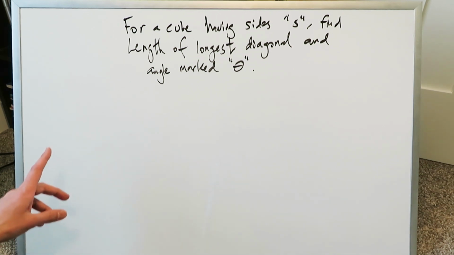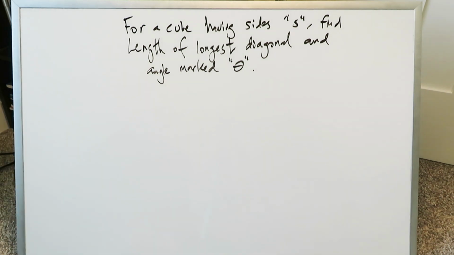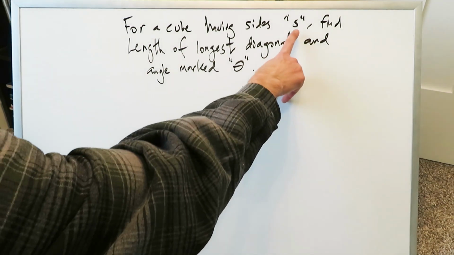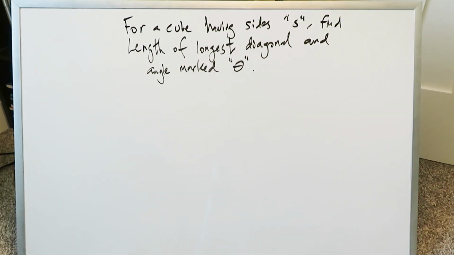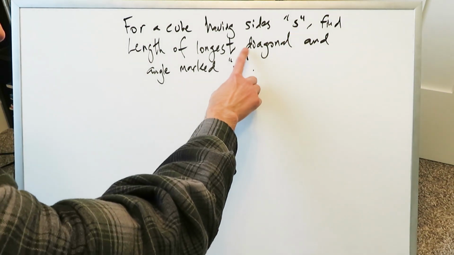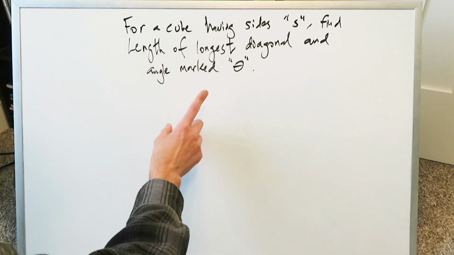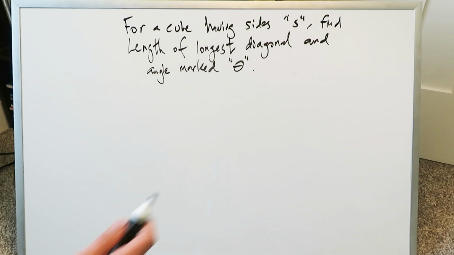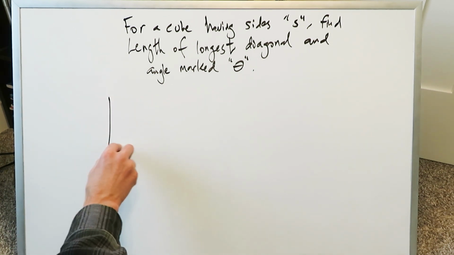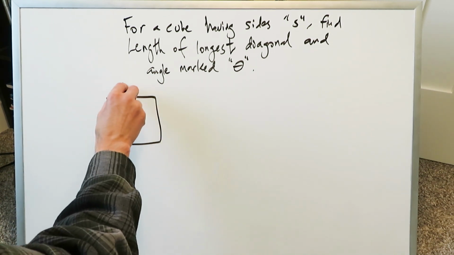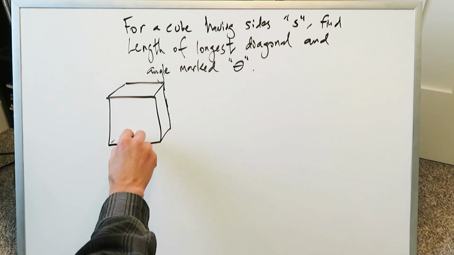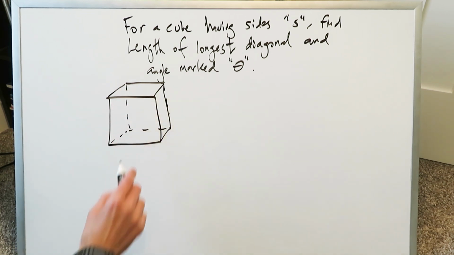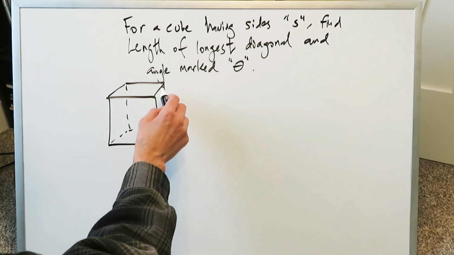In this video, we have a very interesting question here. We have a certain cube which has sides having the dimensions s, as you see right here. We have to find the length of the longest internal diagonal that you can draw within that cube and the angle marked theta, which I will show you in this picture I'm about to draw. Start with a cube, we're looking at that, and the longest diagonal that you can draw in this cube, you have to find the dimensions of that and the angle that comes about it.